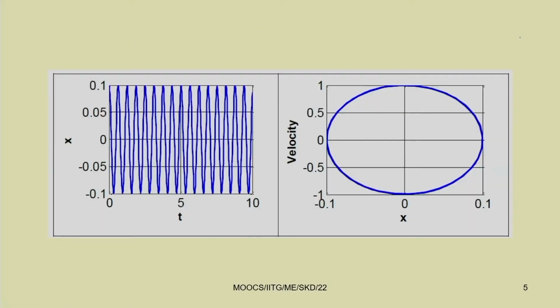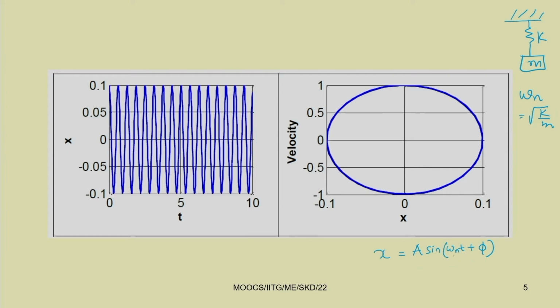Let us start with the simple example of the spring mass damper system. If we have a simple spring and mass system, we know the system will have a response. Here omega n equals root over k by m. Depending on the initial condition, we can write the response x equal to a sin(omega n t plus phi), or we can write this as a sin(omega n t) plus b cos(omega n t).